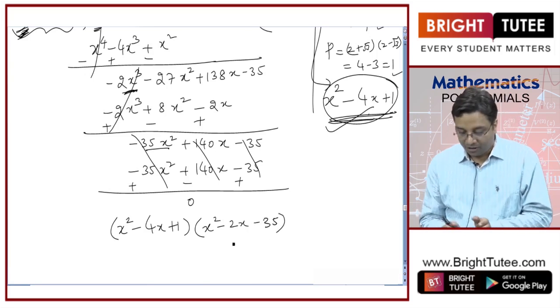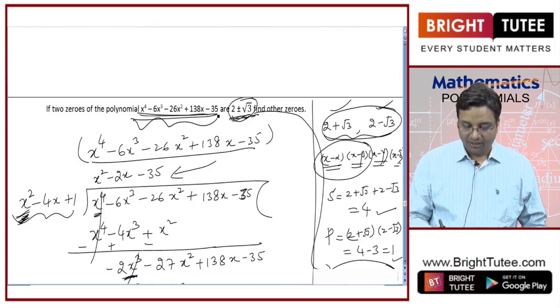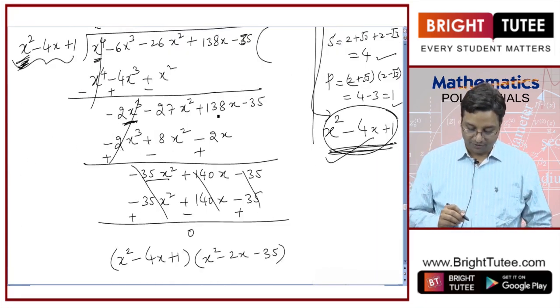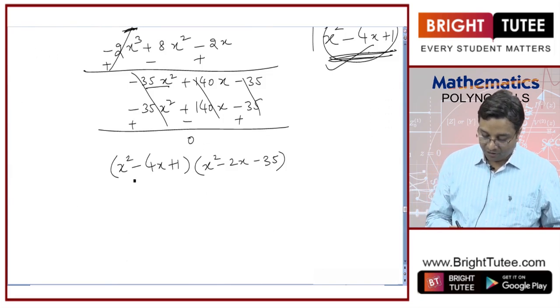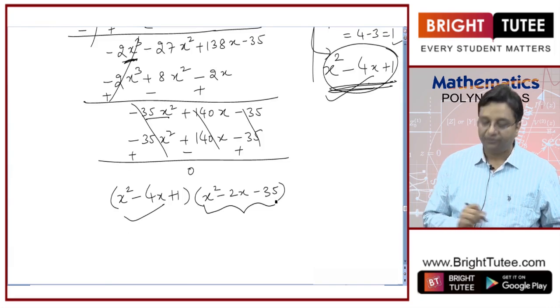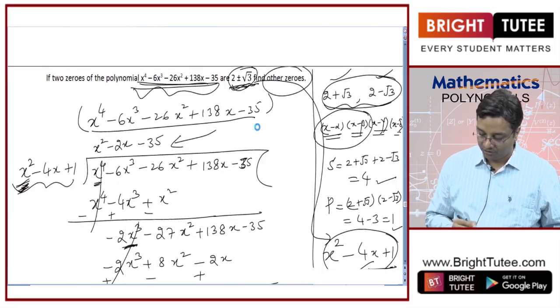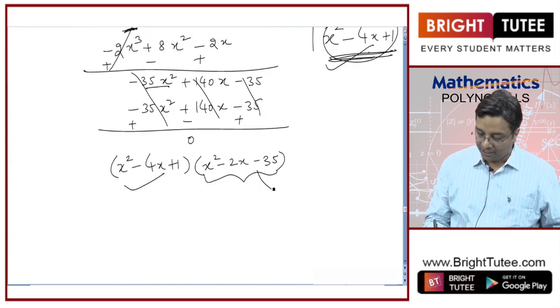So now the product of these two quadratics will make my original biquadratic equation. So now I've got the zeros of this quadratic already. I just need to find the zeros of this one, right? This was the original question, find other zeros. So other zeros will be given by this one.